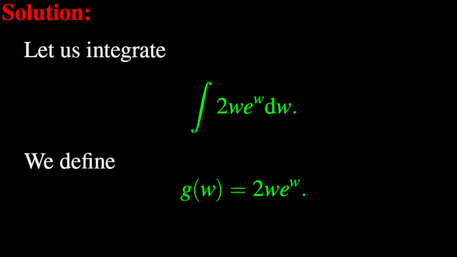Because this method will help us reduce the complexity of the problem by reducing the degree of the polynomial. We know that the polynomial function 2w is of degree 1. Consequently, our first goal will be to reduce the degree of the polynomial function to 0, by using the method of integration by parts.